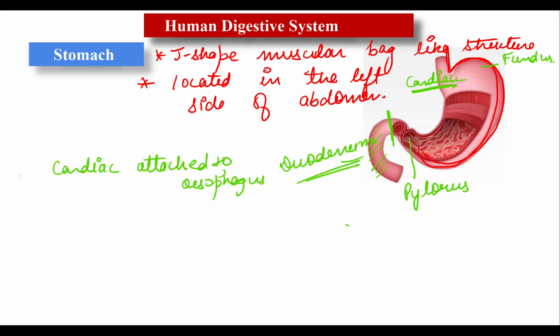Clear? While the pylorus part of the stomach is attached to the duodenum, and the duodenum is part of the small intestine. About the duodenum we will discuss in the next lecture, don't worry. So these are the things. Is it clear to everyone?